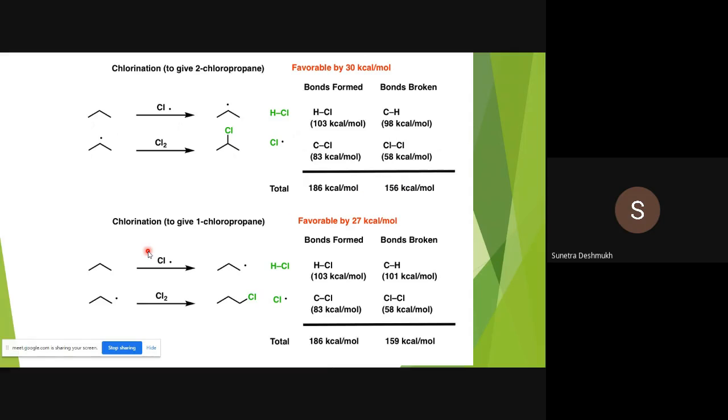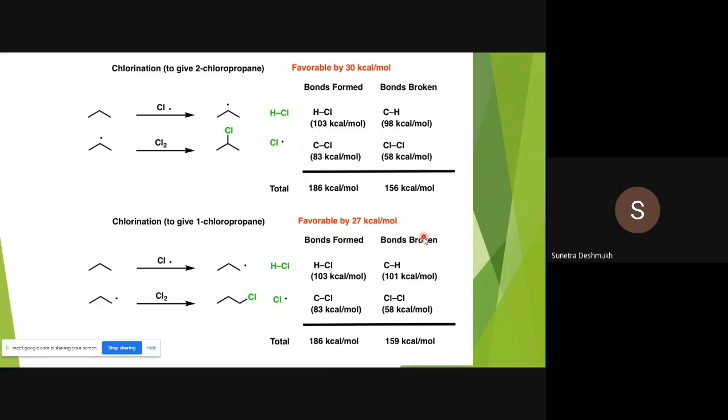Okay, and next, in the other case, for primary halide formation, that means to generate the primary radical, the energy calculation is the same. Whatever bond forms for the secondary radical and whatever bond forms for the primary radical is the same: 186 kilocalorie per mole, 186 kilocalorie per mole.